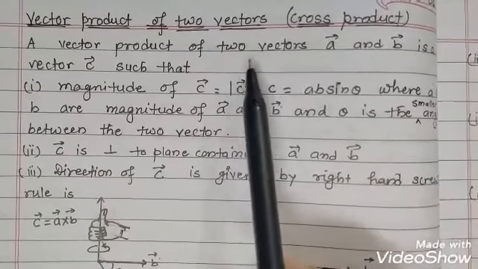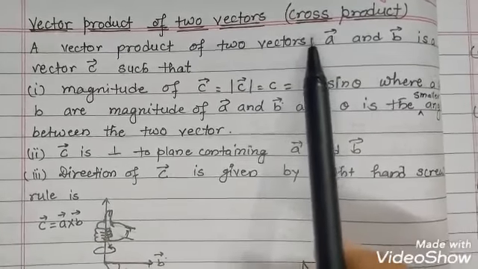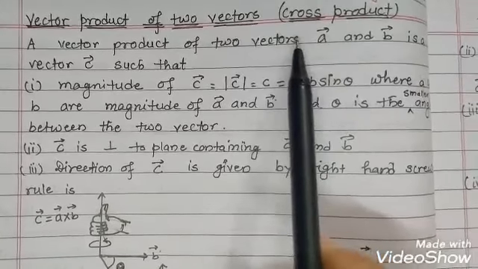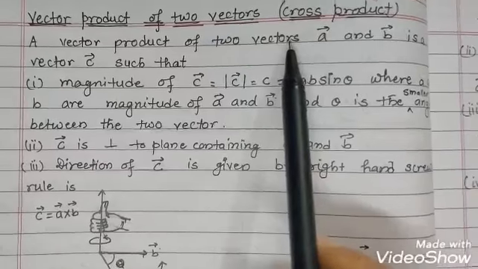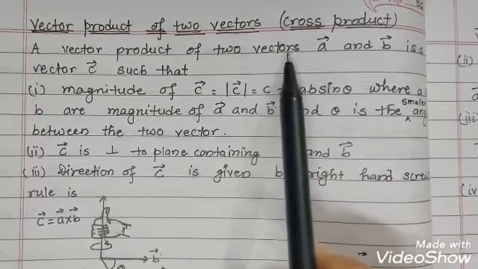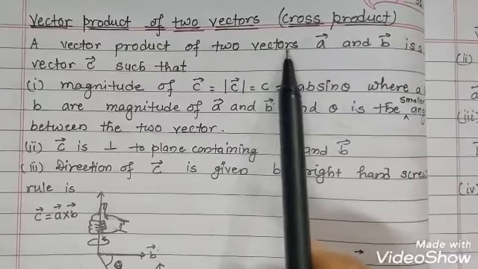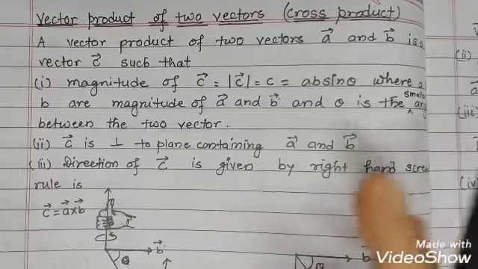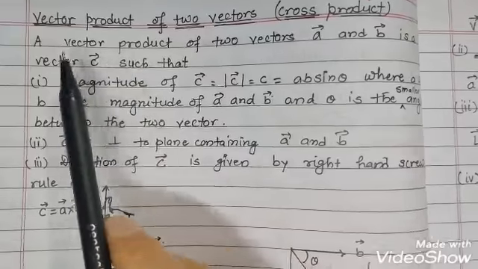Vector product of two vectors, or cross product. This we have already learned in the mathematical tools part, but once again we will revise, because we will learn about physical quantities which are vector products of two vectors, which is important for further information in this chapter. So we will revise once again here.